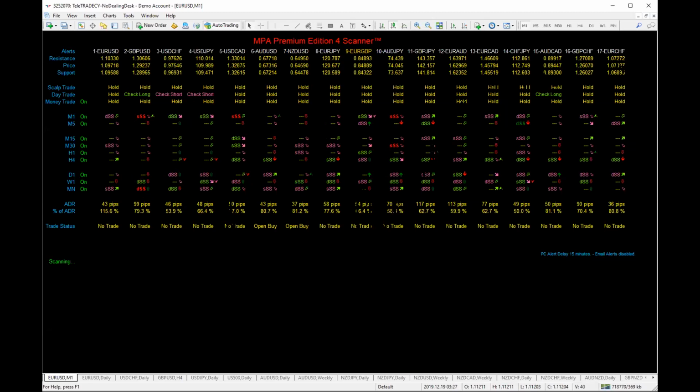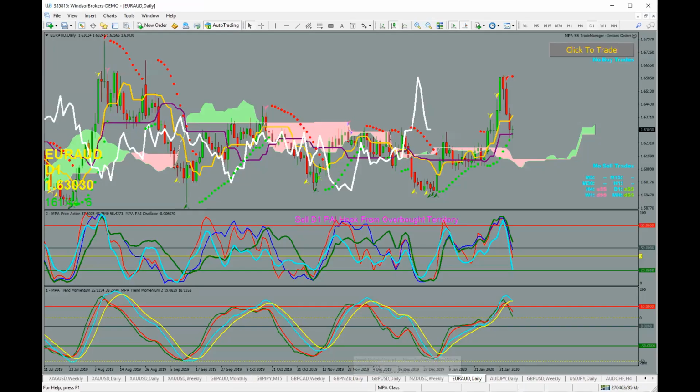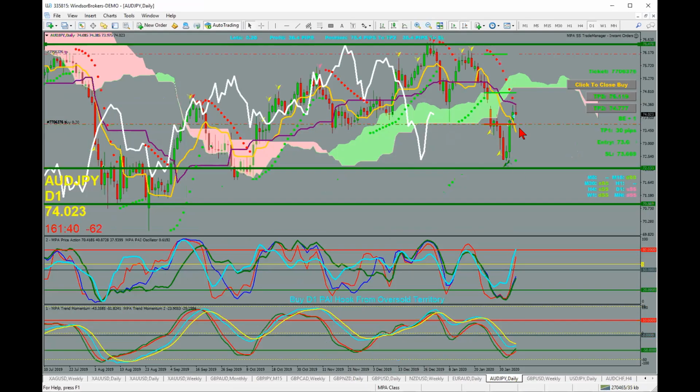But that's the scanner. Then on numerous of those trades we showed you, the live trades that are running, this is a scalping trade we got in late on the Aussie yen. We're already up 30-something pips.